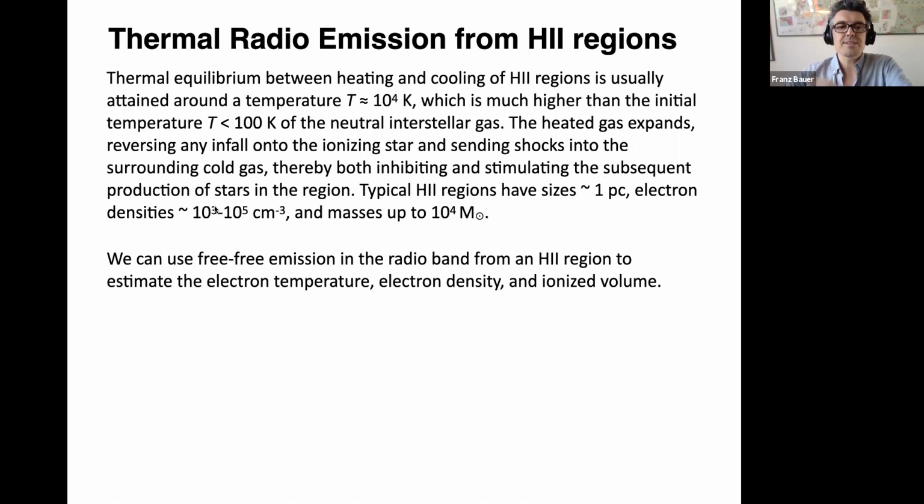And so typical H2 regions have a size of about 1 parsec. They have electron densities of about 10 to the 3 to 10 to the 5 electrons per cubic centimeter, and masses up to about 10,000 or so solar masses. And so they will produce free-free emission, which we will largely be able to measure in the radio band. And this allows us to estimate the electron temperature, the electron density, and the ionized volume.